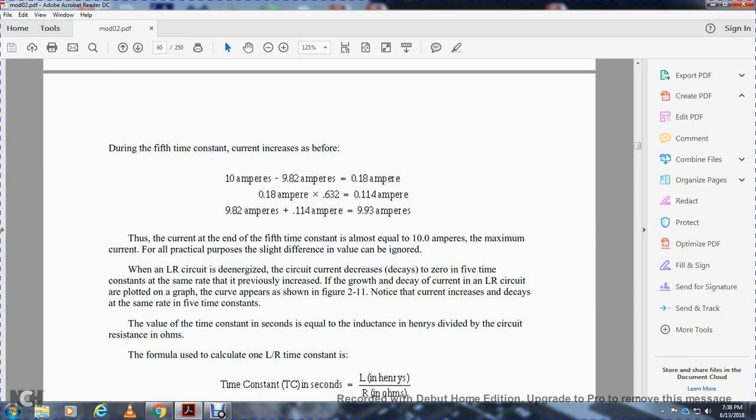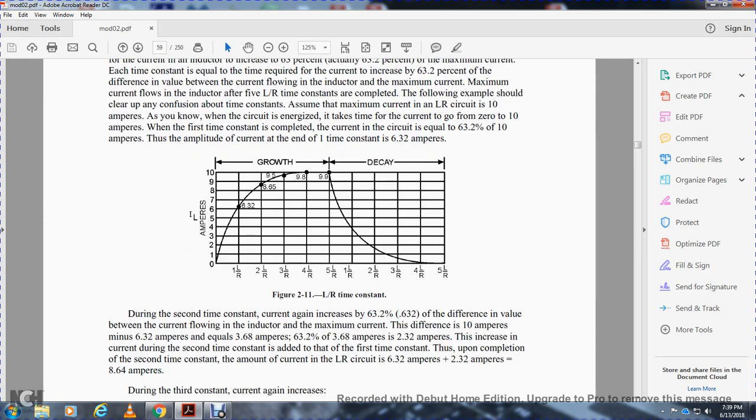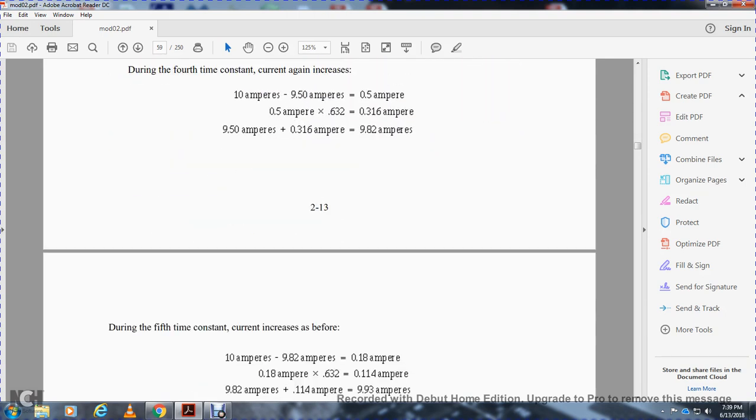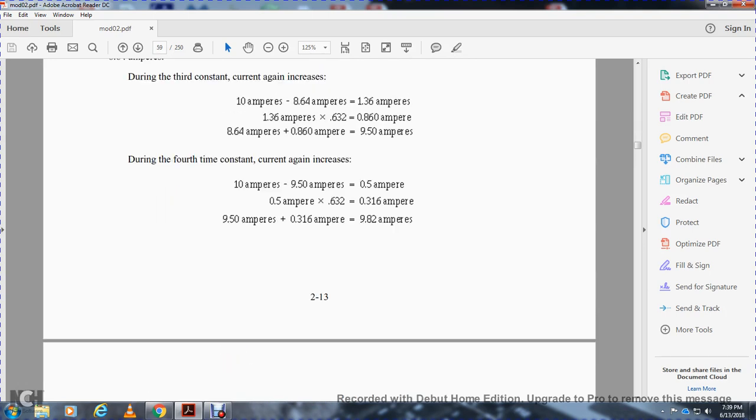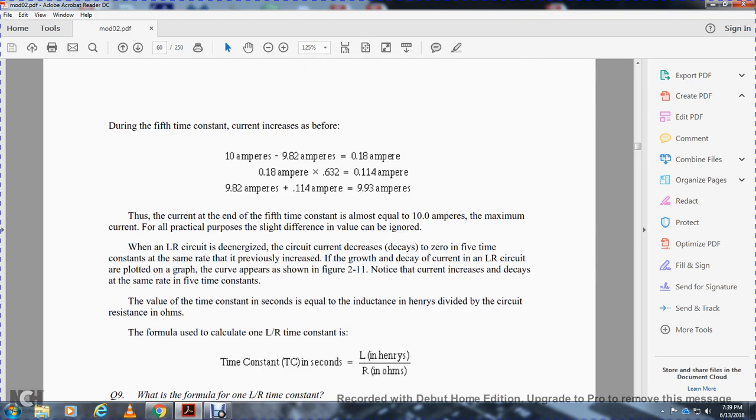When the inductance-resistance circuit is de-energized, the circuit current decays to zero in 5 time constants, the same rate as the previous increase. So it will drop in 5 time constants. The growth and decay of the current in the inductor-resistor circuit are plotted in the graph. The curve appears in Figure 211. Note that the current increases and decays at the same rate of 5 time constants.